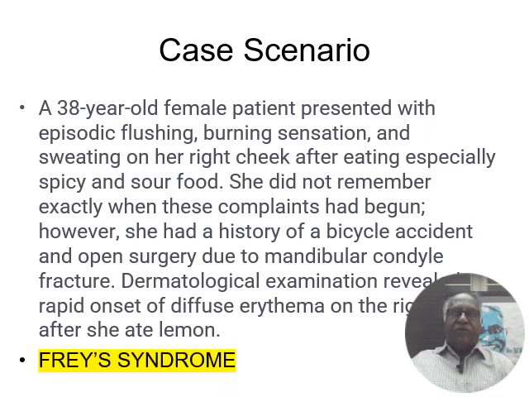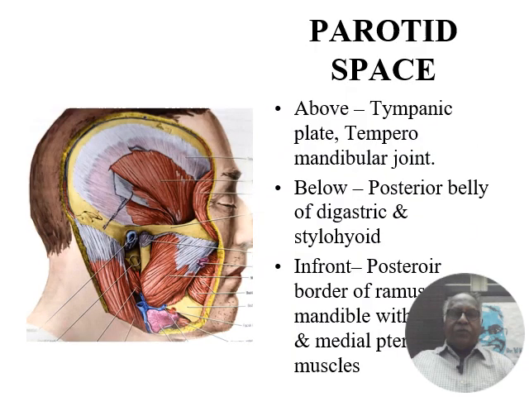It's called Frey's syndrome. The parotid space, where the gland is situated: above there is the tympanic plate and the temporomandibular joint. Below there is the posterior belly of digastric and stylohyoid. In the front, the posterior border of the ramus of the mandible is present, along with the medial pterygoid muscle.